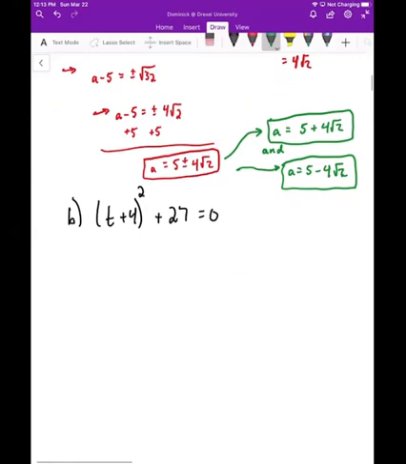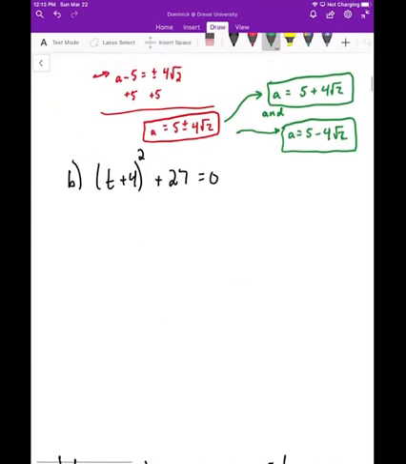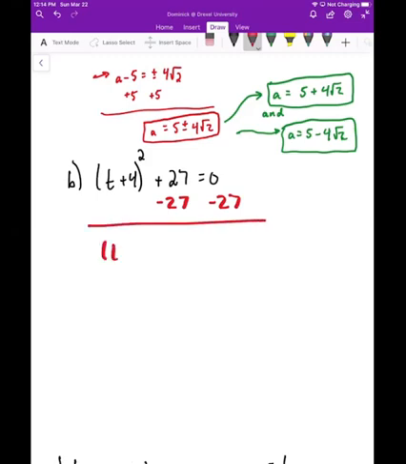Okay, and we'll do one more example of this, and then we'll talk about how we can use what's called completing the square. So in this one, we'll get another complex, because once we subtract 27 from both sides, we now have t plus 4 squared is equal to negative 27. So when we square root both sides, on the left side, again, the square root and the square cancel each other, and we're left with t plus 4. And then on the right side, we have plus or minus square root of negative 27.